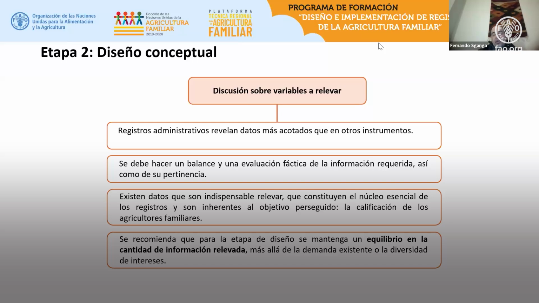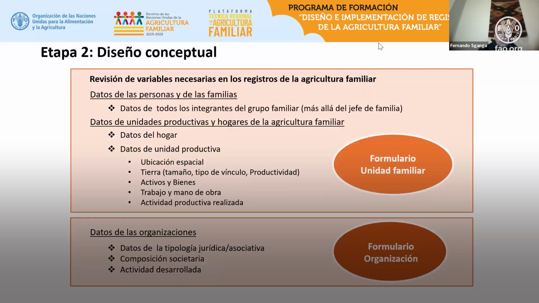But it happens to us in Uruguay, it happens to all of us. Why don't we ask about certain elements? And no, because that's not the goal of building this registry.